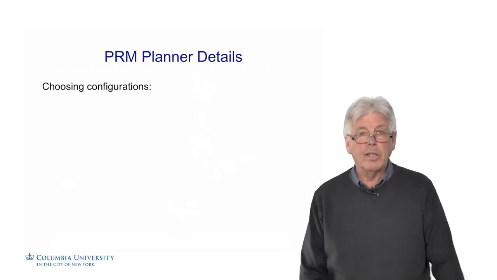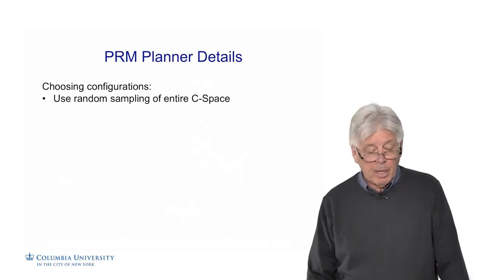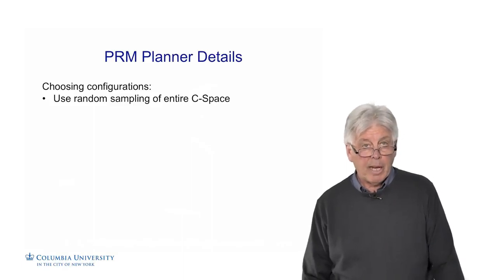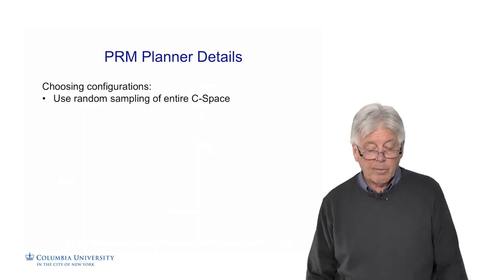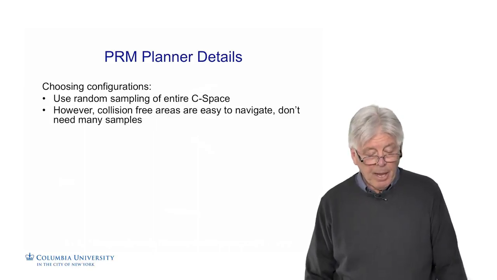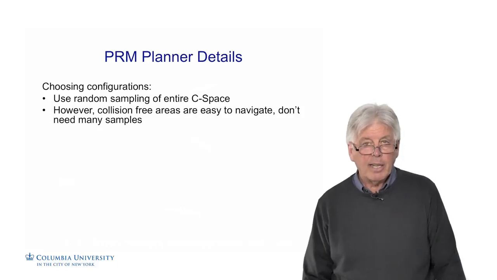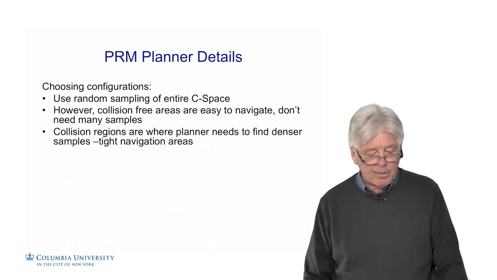So there are details to these planners that we want to talk about. So the first is choosing configurations. We talked about using a random sampling of the entire C-space to pick out these collision-free nodes, and we pick some arbitrary number of them, n, to cover the space. However, the collision-free areas are kind of easy to navigate. So you have a big free space. You don't need a lot of samples because you can just go anywhere you want to go.